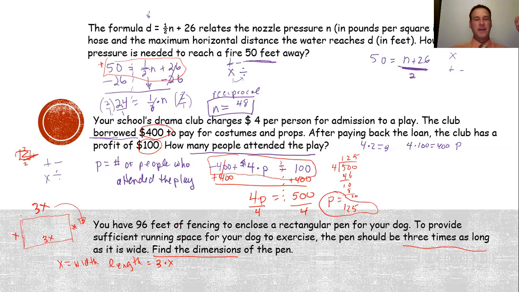All right, now it says you have 96 feet of fencing, which means if you take all these sides and add them up, they should equal 96. So I'll start here. I've got x plus 3x plus another x plus another 3x equals the total amount of fencing that we have, which you said was 96.